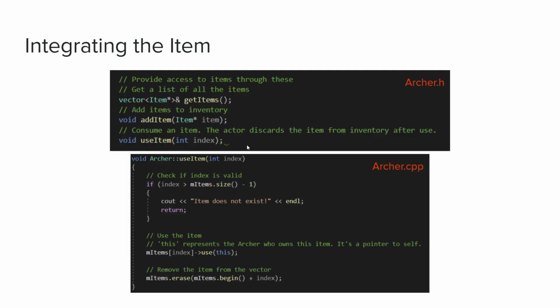So how do we integrate this? We can have a vector of items. Of course, you have the add and the use item. I'm not gonna type this anymore. So when you use item, of course, we want to check first if the index is within the amount of elements in the vector. Then finally, m items index use. So this means we're using the item in this index within the vector. And then of course we remove it.